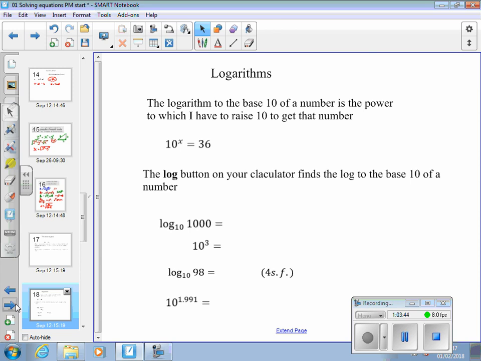So you've got to push the log button, 1,000, equals. You should get 3. 10 to the power 3, 10 raised to the power 3 is 1,000. So do you see, the log is the index that you'd have to raise 10 to to get the number.